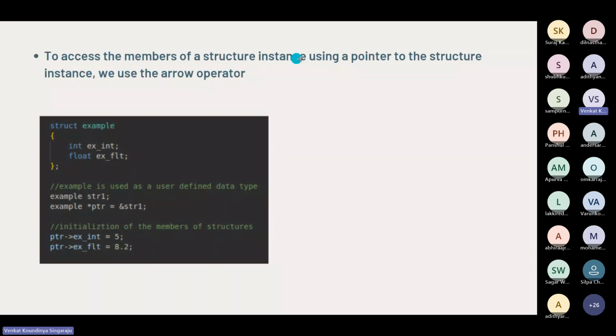To access members of a structure instance using a pointer to the structure instance, we use the arrow operator. The arrow operator is the minus sign followed by the greater than symbol. So here the first 4 lines must be clear. This is basically the same thing which we have seen in the last code.